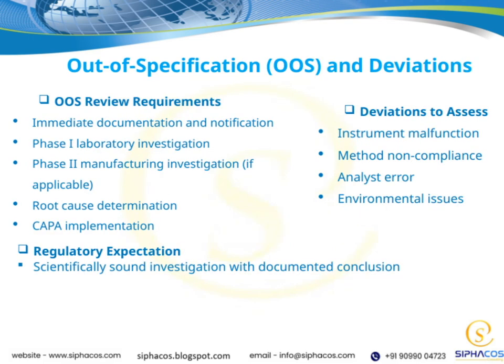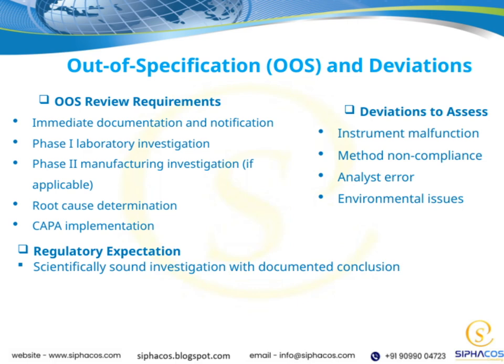Let's talk about the regulatory expectations when it comes to investigation. First, it's essential that our investigation is scientifically sound and that we document our conclusions thoroughly. This ensures transparency and compliance with regulatory standards. Next, we need to assess any deviations that occur during testing or manufacturing. Common deviations include instrument malfunctions, method noncompliance, analyst errors, and environmental issues. Recognizing these helps us identify the root cause and prevent recurring problems.